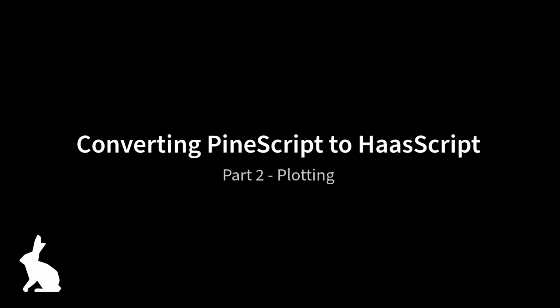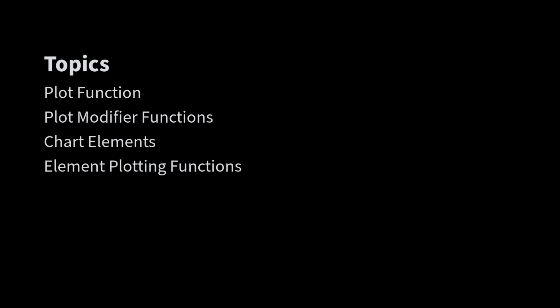In this video, I'll go over how plotting is done in HaasScript, and some important differences and similarities between the two languages. First, we will look at the basic plot function and its parameters and rules, then plot modifier functions. Then we will talk about other elements of the chart, like price candles and trading signals, and how to plot some of them, including shapes, candles, and so on. And in the end, I will show you a few quick helper functions that are handy to use for some common tasks. Let's start with the basic plot command.